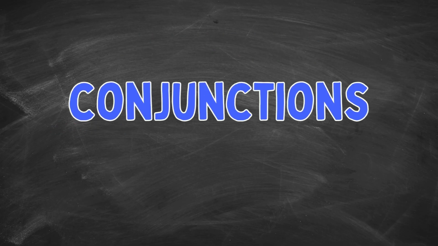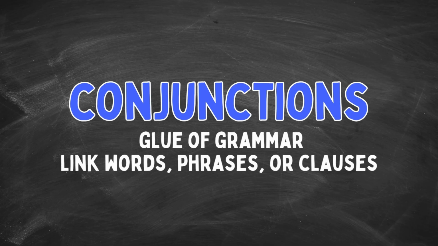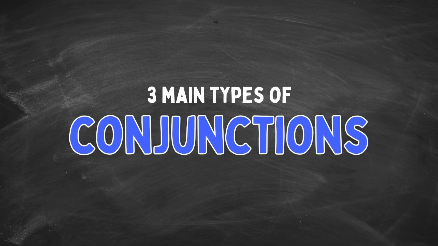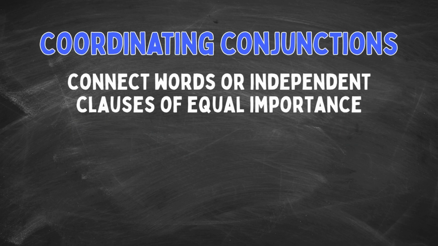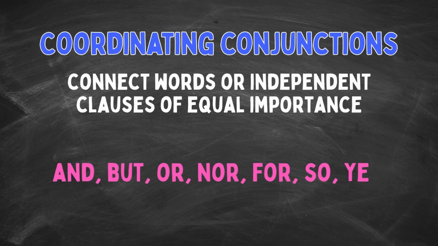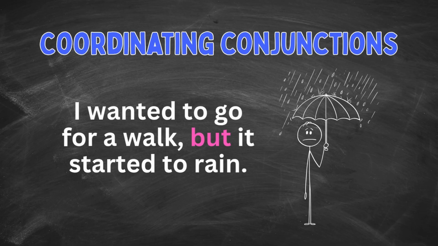Conjunctions. Conjunctions are like the glue of grammar. They link words, phrases, or clauses. There are 3 main types. Coordinating conjunctions connect words or independent clauses of equal importance. And, but, or, nor, for, so, yet. For example, I wanted to go for a walk, but it started to rain.